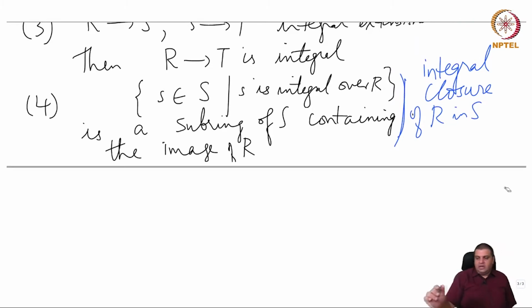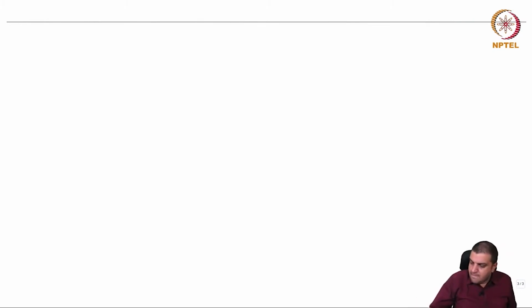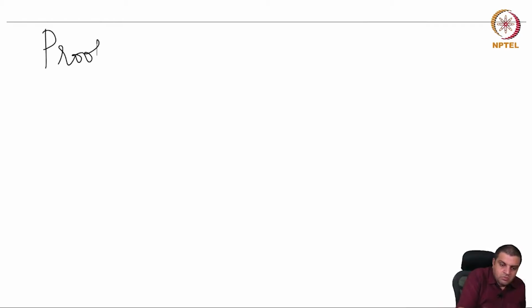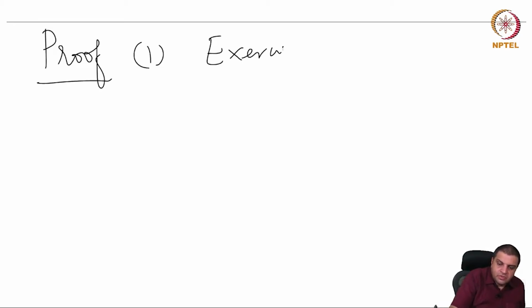So proof. One is an exercise because it's done. This is exactly how one would prove that if you have two finite extensions of fields, then the composite extension is a finite extension. So this is the same proof, just repeat it with appropriate changes of words, and you'll get this. So the first one is an exercise.